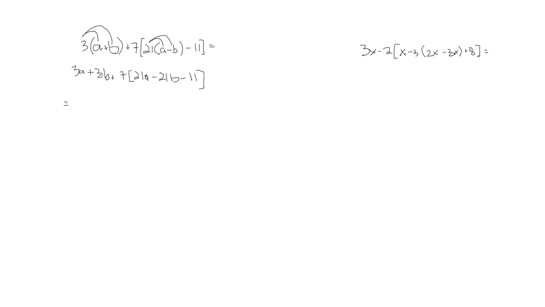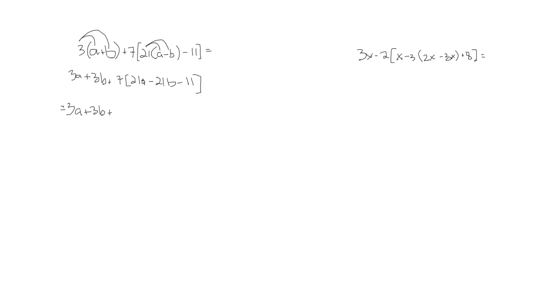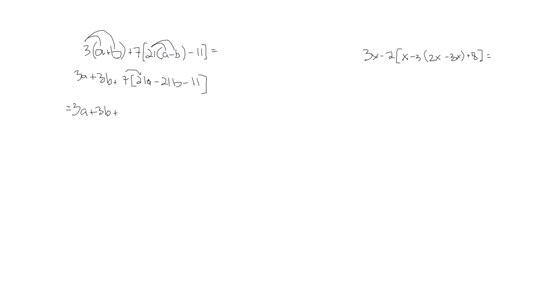So I have 3A plus 3B plus 7 times 21A, 147A, minus 7 times 21B, so minus 147B, minus 7 times 11, 77.